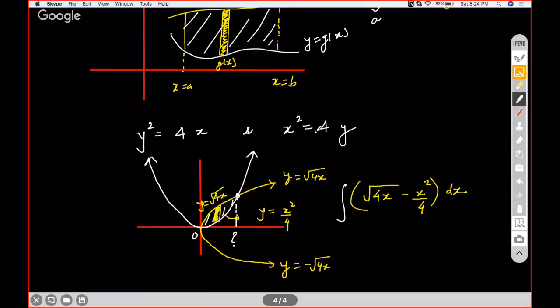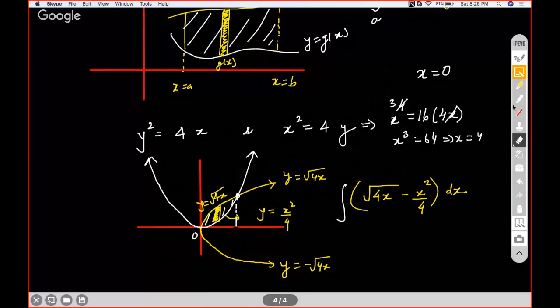x square by 4 equal to root of 4x. Or you can do one thing. You can square this both sides. When you square this both sides, you'll get x to the power 4 as 16y square. And in place of y square, you can put 4x. So one point definitely will be x equal to 0. So I'm just removing it, and at the same time cancelling it. So x cube will be 64, so x will be 4. So this point is x equal to 4. So this integration will happen from 0 to 4.